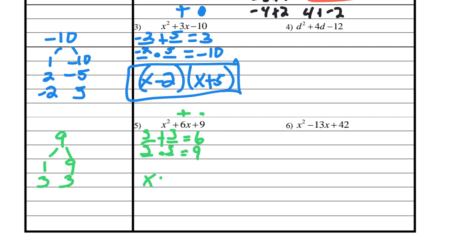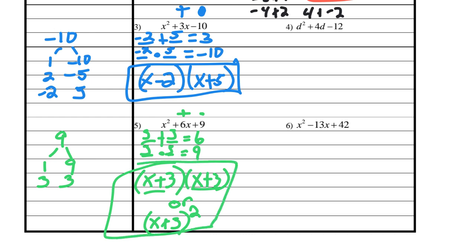So that would be x plus 3, and x plus 3 again, because it's the same number. Or if you're super lazy like me, and you want to write it with less work, you could also write it as x plus 3 squared, because you have 2 of them. Either one of those will work. All right, you try 4 and 6 on this side, and then on the back side, we'll do a couple more and then end with that big problem.